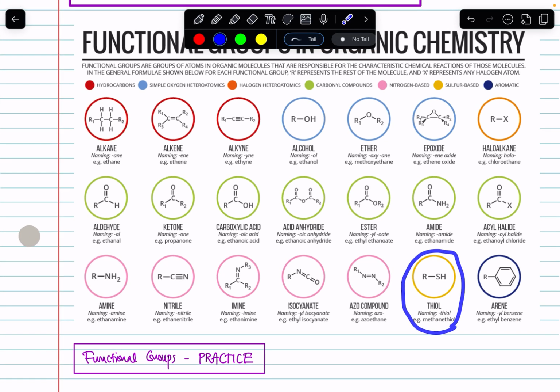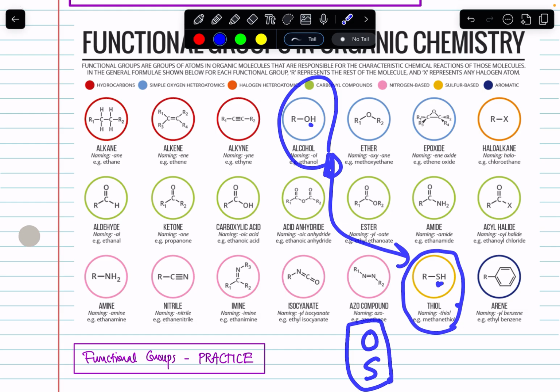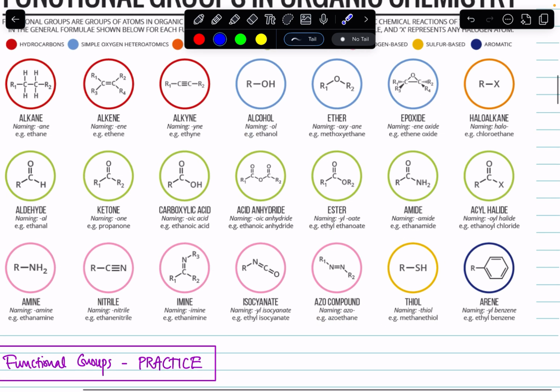Thiols are very similar to alcohols. These two are essentially similar in organic behavior. If you look carefully, you will see that the only difference is that sulfur has been replaced by oxygen here in the alcohol case. Remember, oxygen and sulfur are in the same group, so you do expect similar chemistry between those two groups. So again, thiols. And if you look at the name, it also ends with ol, as opposed to this one, which is alcohol.